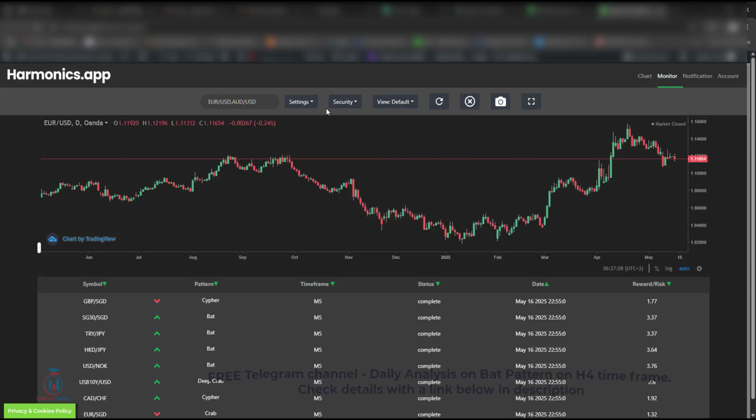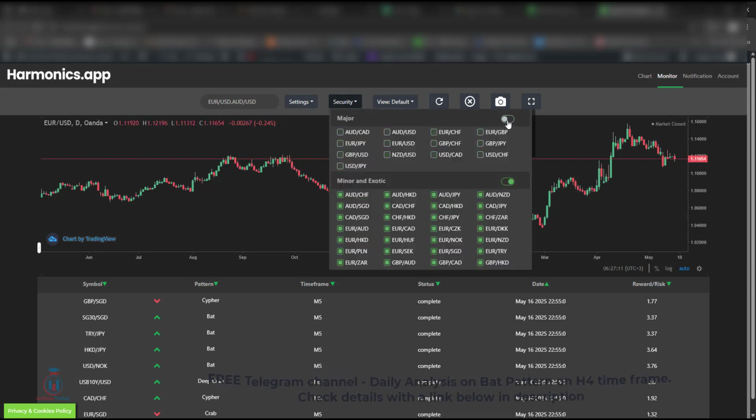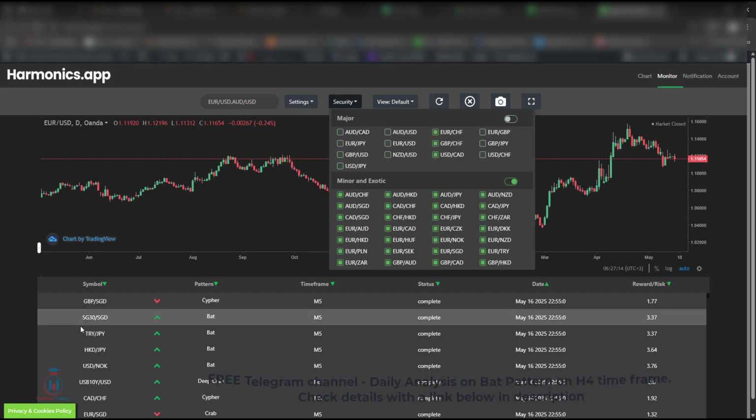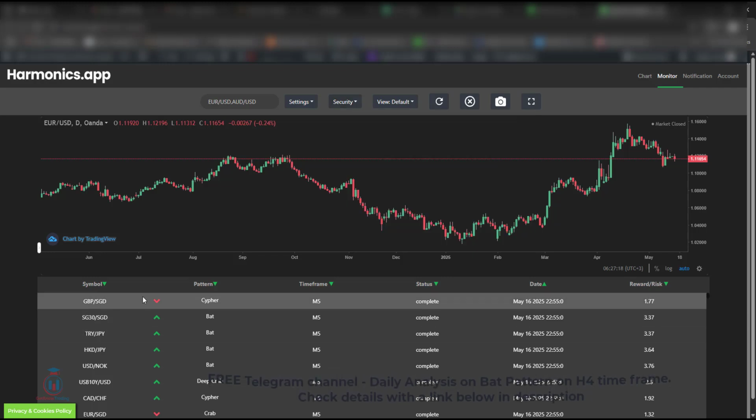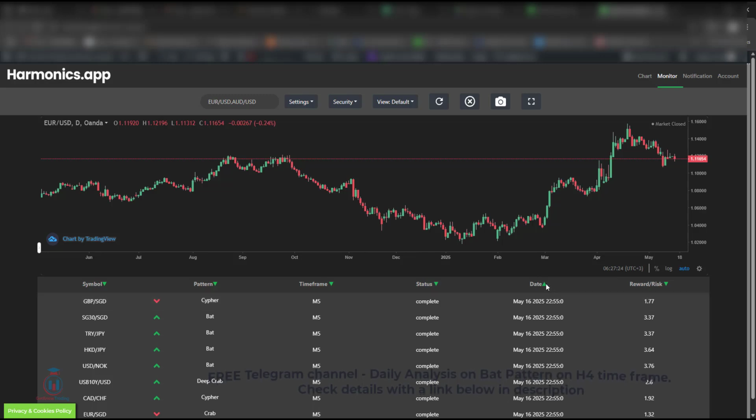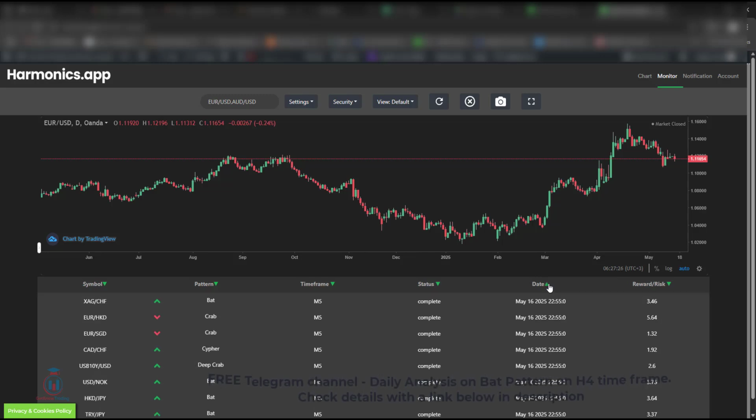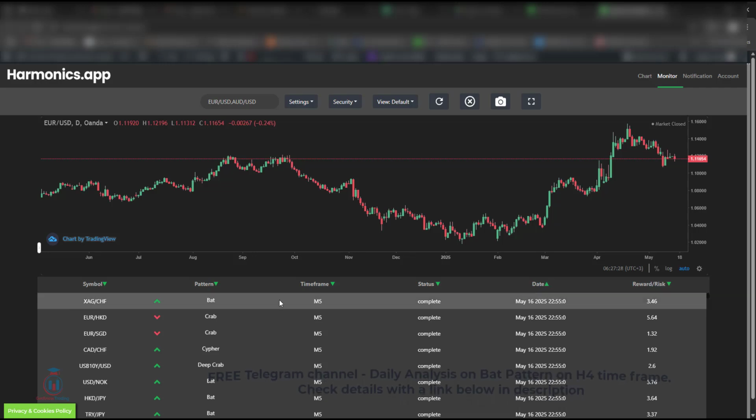If you would like to deactivate one of them, simply click on this one and activate one by one, and this table will immediately reset and populate the data. Here inside this table, it is ordered by the date. You can see that. You can simply click on it to change this one. So you receive all the patterns that are created.